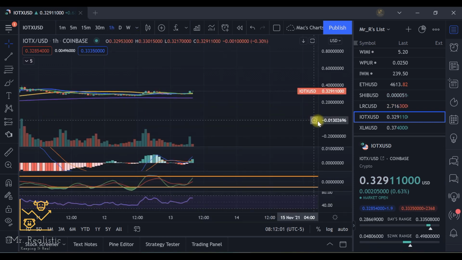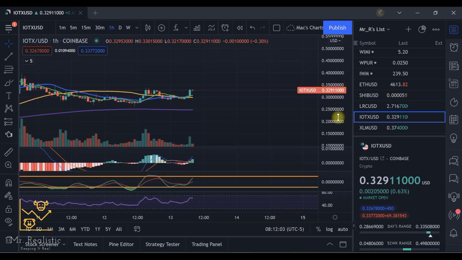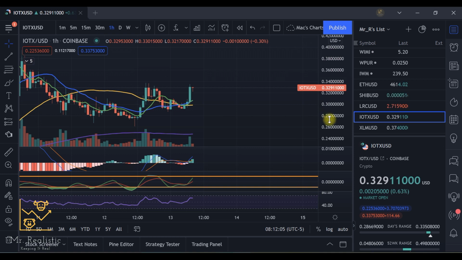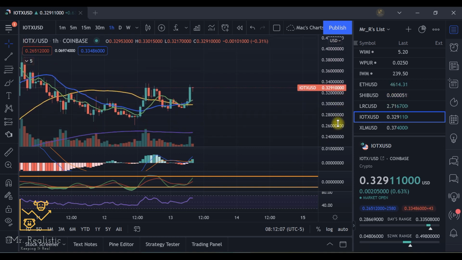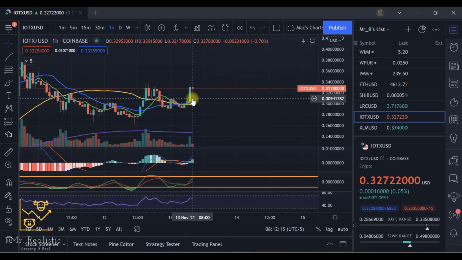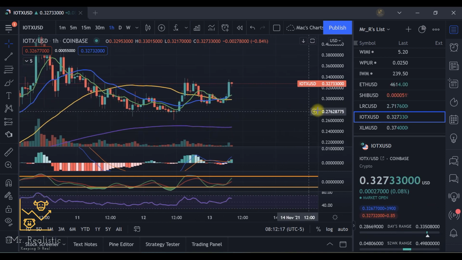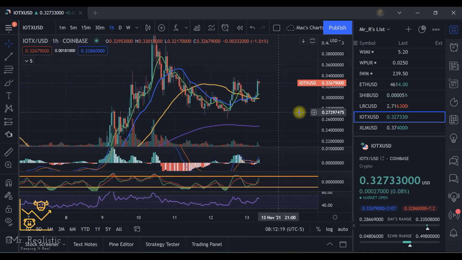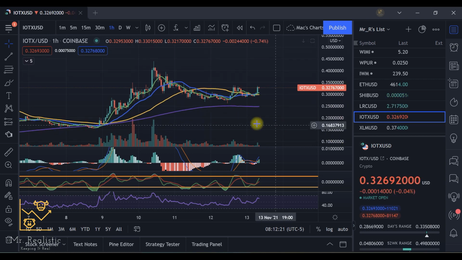Now let's look at the hourly. As you can see, we've got the 200 now on the bottom, and we've got the 50 here, and we're waiting for a true 8 over 21, so the green over blue, which is going to come soon. You just have to wait. But look what happens.